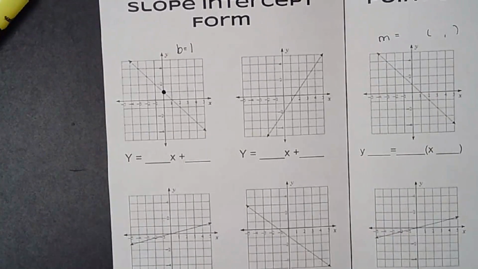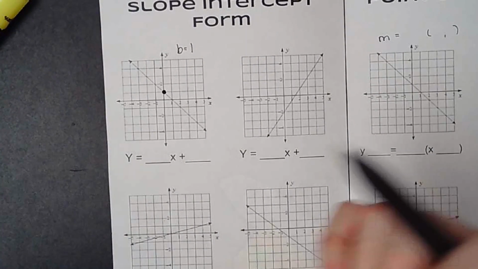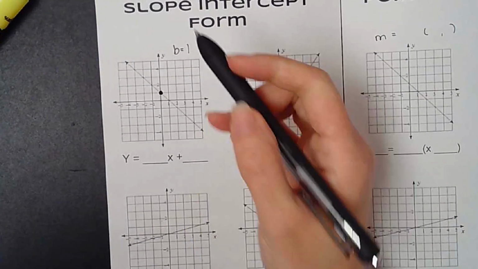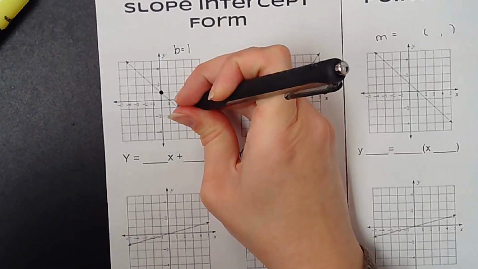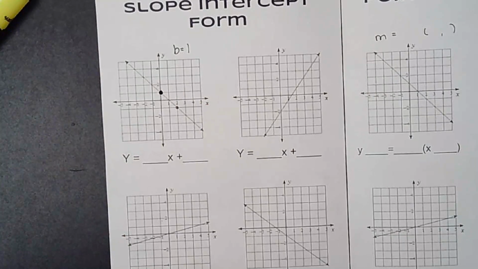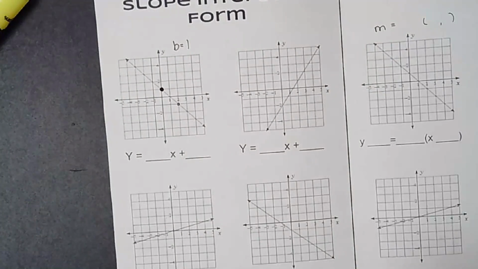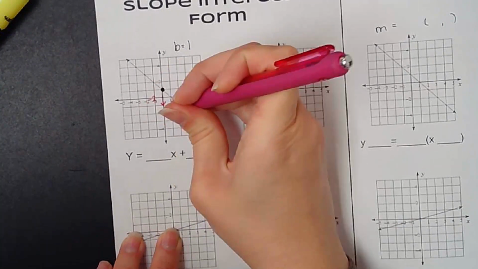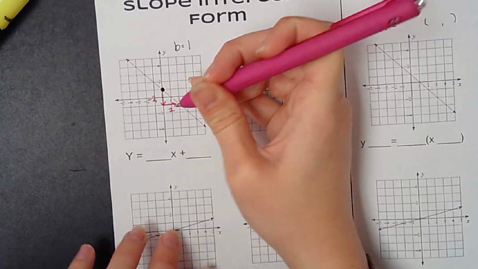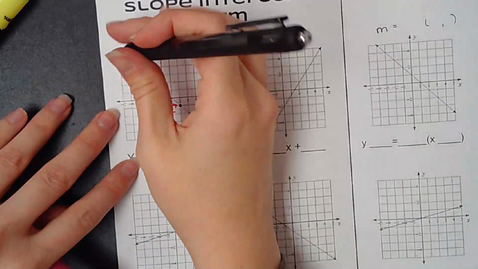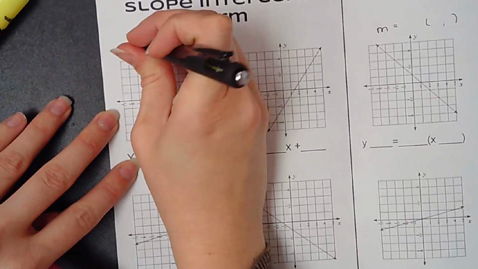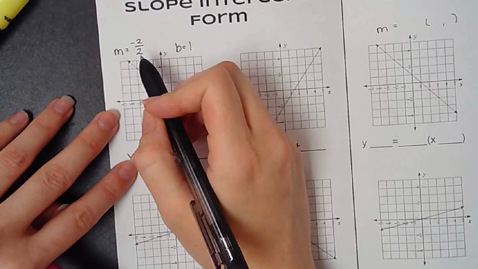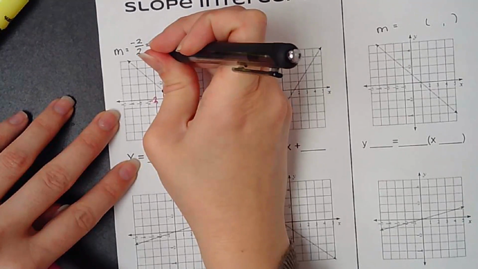When I'm looking for the slope, I need 2 points on the line. So I've already got 1. There's another point right here at 2, -1. So my slope looks like I am going down 2 and over 2. So m is -2 over 2. I can simplify this -2 over 2 to -1.